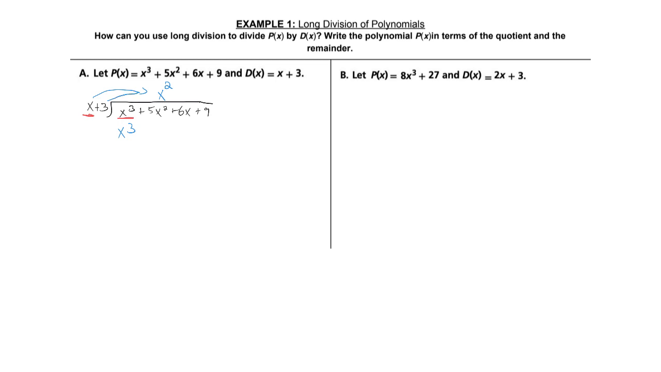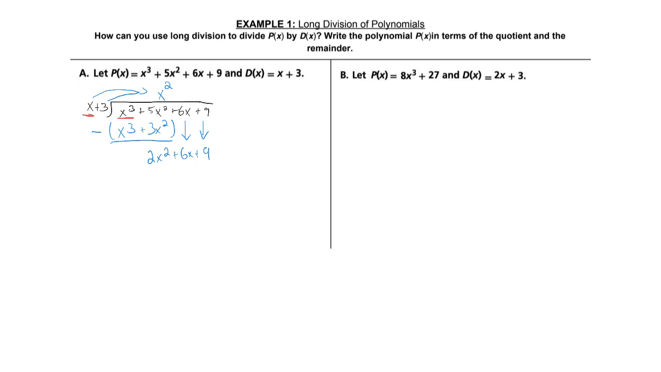We also need to multiply the plus 3 times x squared. So we get plus 3x squared. Now we subtract both of those terms. So x cubed minus x cubed gives you 0. 5x squared minus 3x squared gives you 2x squared. And then bring down the rest. Plus 6x plus 9.